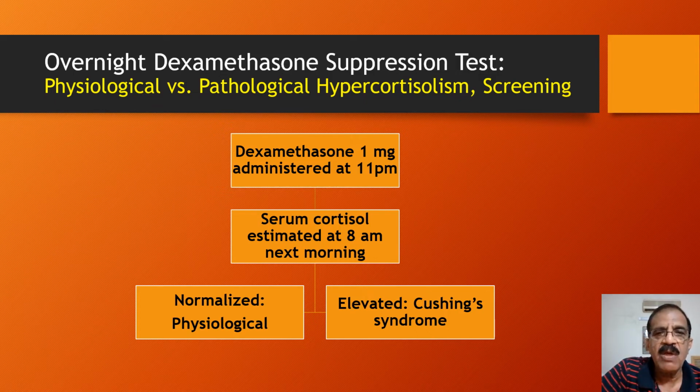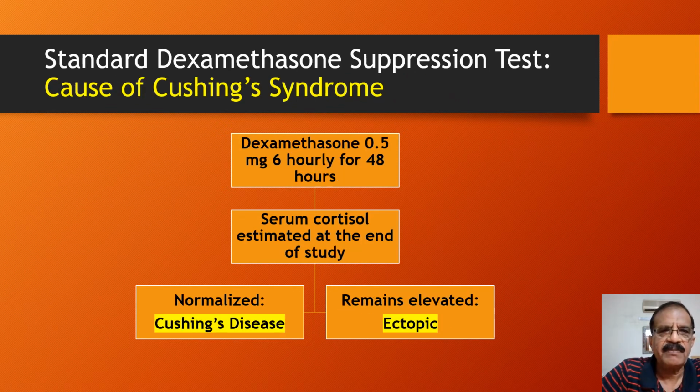But if after overnight dexamethasone administration, the serum cortisol remains elevated, that would mean the patient has pathological hypercortisolism. That means Cushing syndrome. The patient would need further tests, the standard dexamethasone suppression test, to differentiate between various possibilities. The standard dexamethasone suppression test means you determine the cause of Cushing syndrome. Dexamethasone 0.5 milligram, which is equivalent to one tablet, is given 6 hourly for 48 hours. And then you estimate serum cortisol at the end of the study in the morning at 8 a.m.